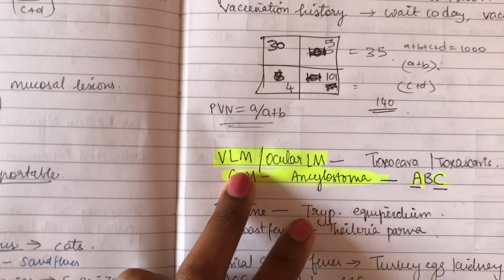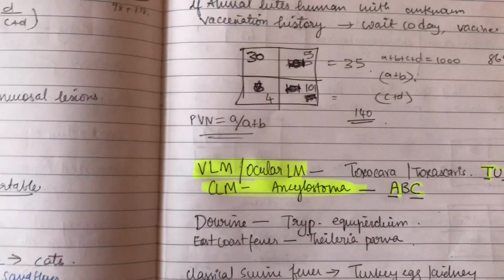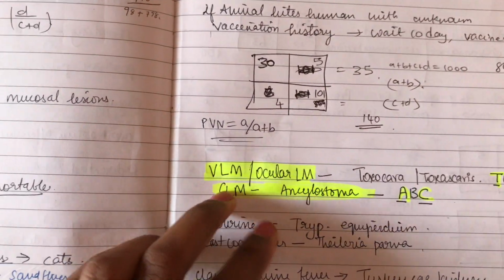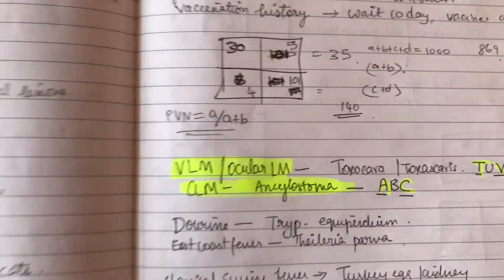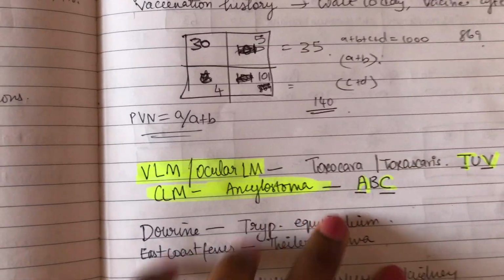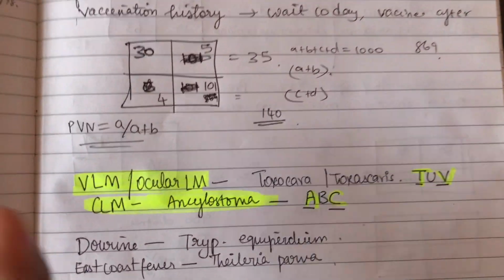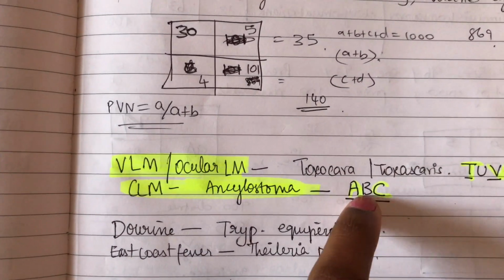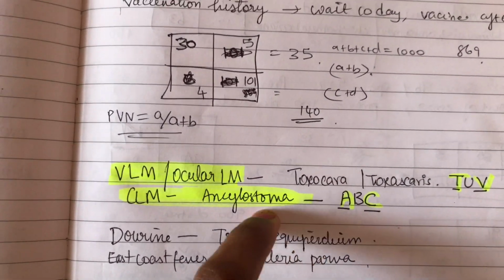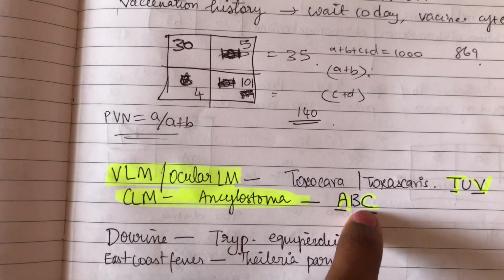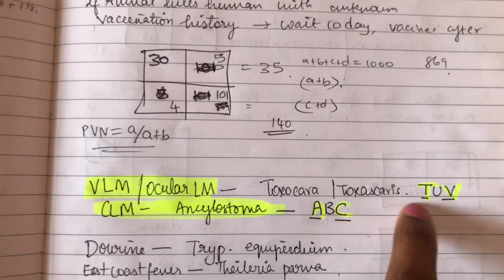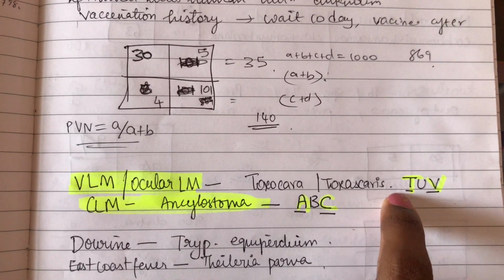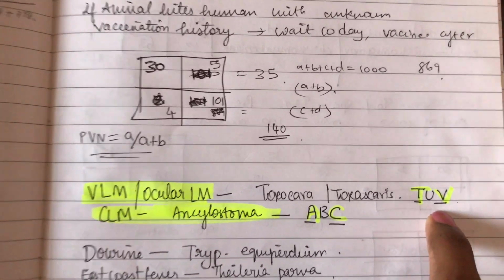Finally, creating your own mnemonic will definitely help you. I always got confused between what causes cutaneous larval migrans and visceral larval migrans, so I just got this idea. I used the alphabet to remember CLM and VLM. So ABC, Ancylostoma, causes cutaneous larval migrans. TUV, Toxocara, causes visceral larval migrans. So in this way, I will never forget this.